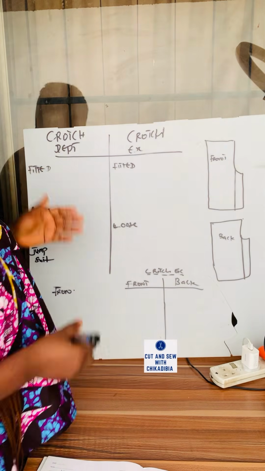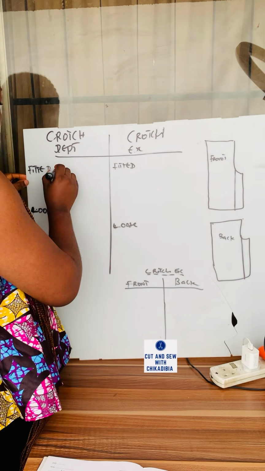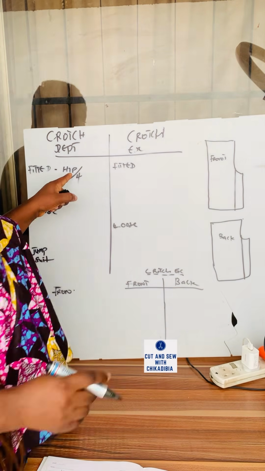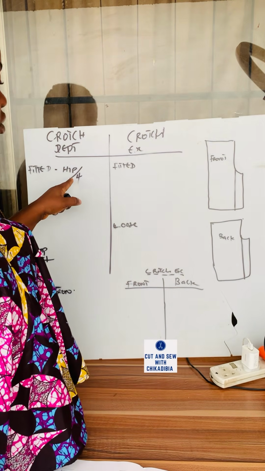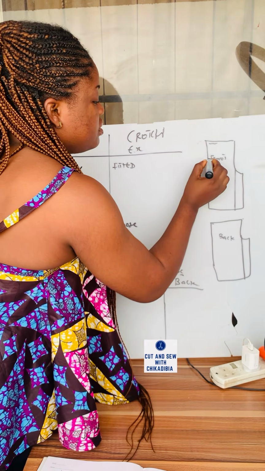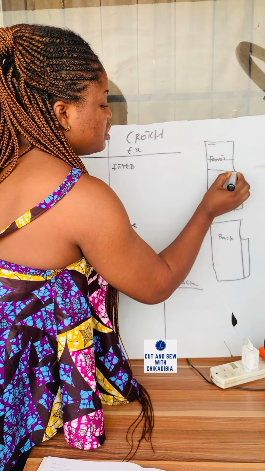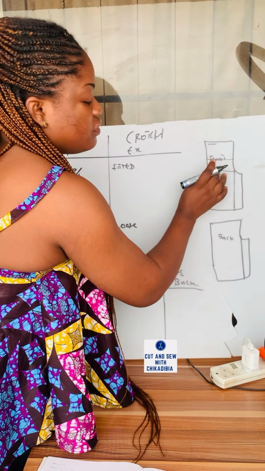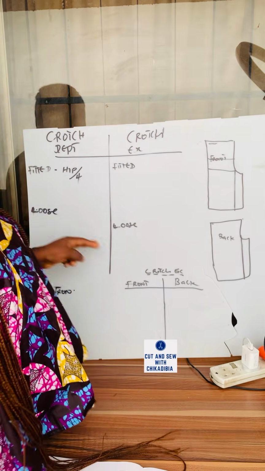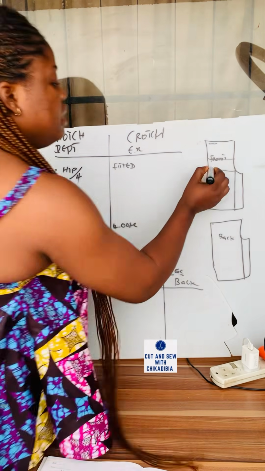For a fitted pant, you're going to divide your hip by 4. This is your waistline, and this is your hip line, and this is your crotch depth. To get this crotch depth, we've not gotten it yet. So to get this crotch depth, let me cancel this.